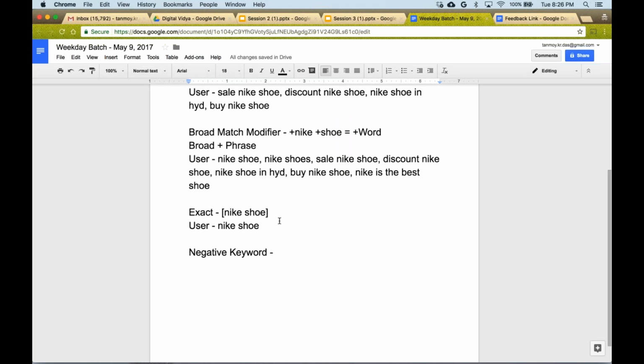Exact is pretty simple. Exact match says that when a user comes to google.com and searches for the exact match of the keyword, only then are the chances that the ad might be shown to them. Otherwise it will not. If you write something before, after, in between, the ad will not come up. Okay, that is how an exact will operate. So these four are going to be our four match types under keywords.